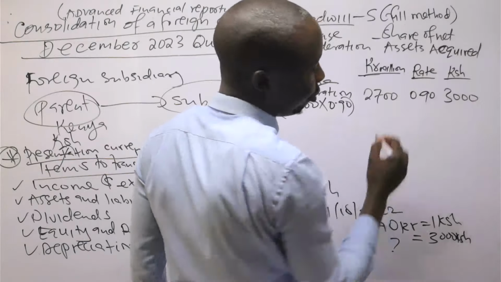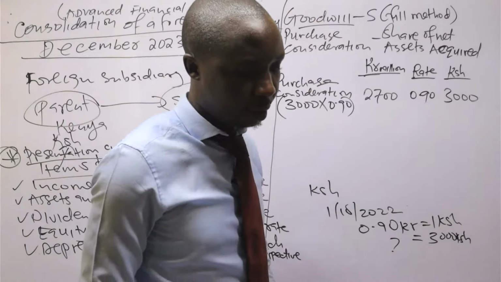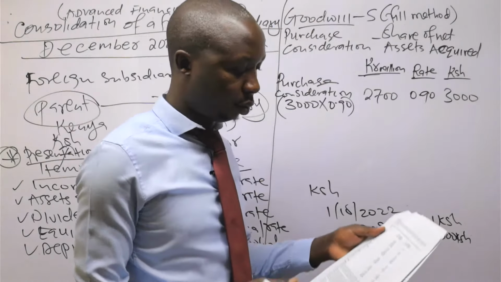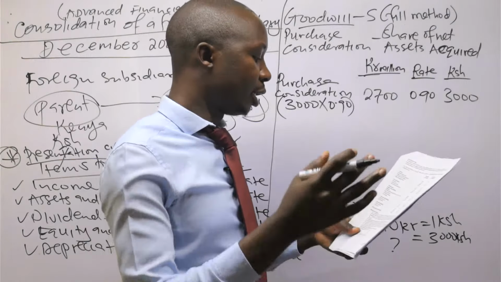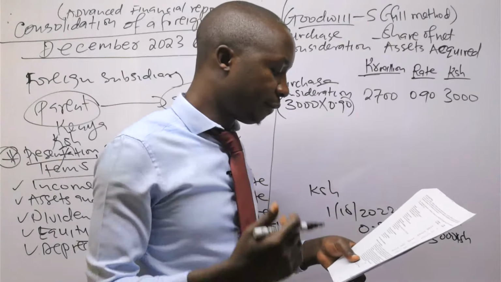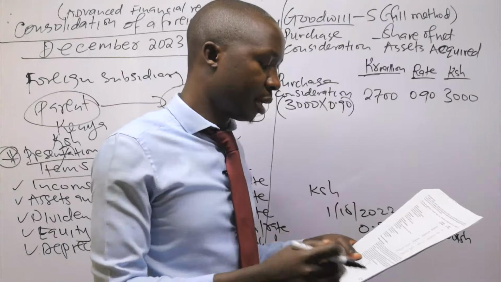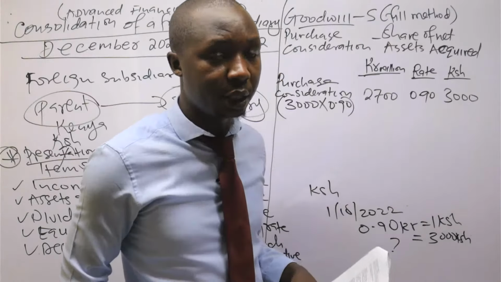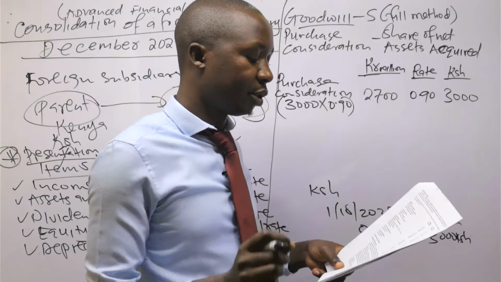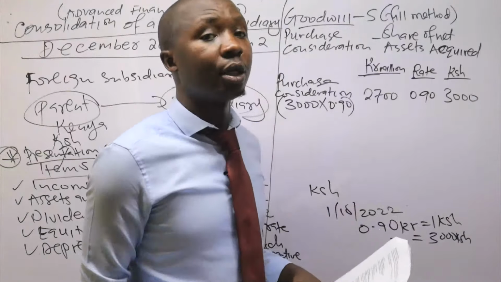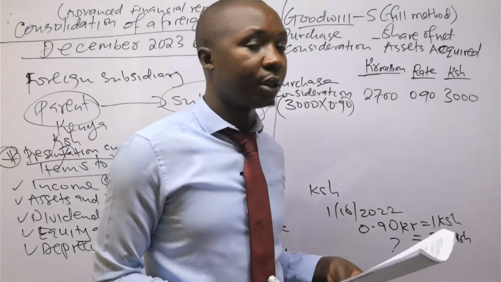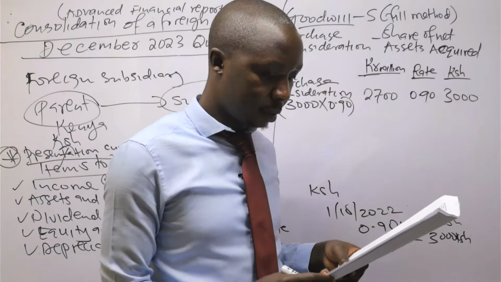Why? Because already in this question of ours, in additional information number 2, you are told that H Limited uses the fair value method to measure the non-controlling interest in subsidiaries. So when the non-controlling interest is measured at fair value, that is the full method which is applied.